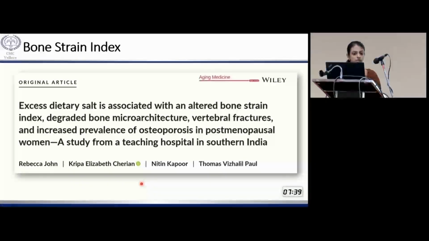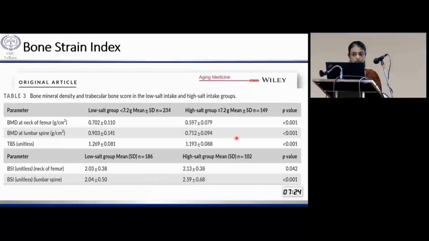Anything that is 2.4 and more indicates a reduced resistance to fractures or a high bone strain index. So this is one study that we looked at recently, where we studied women and their salt intake. The average salt consumption was high at 7.2. Based on this, we divided them into two categories of low and high salt intake, and we found that in the high salt category, the BMDs were low, the TBS was low, and the bone strain index was high.